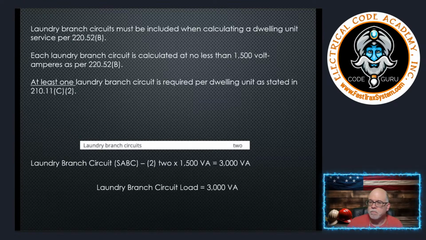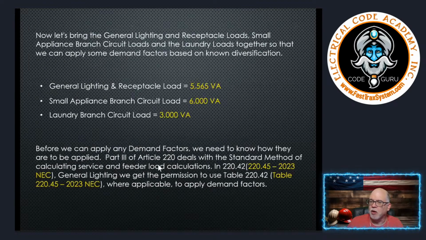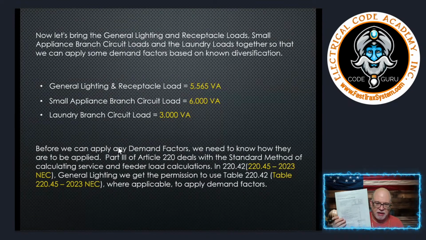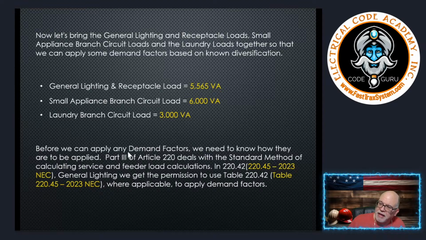All right, so we've got our value. I've already written it all down, so we're good to go there. What we have so far is our three values that should match what you have on your form. I've got 5,565 VA for the general lighting and general load. I've got 6,000 for the small appliance, and I've got 3,000 for the laundry in the dwelling that we're working on. Now, before we can apply any demand factors, we need to know how they are applied.